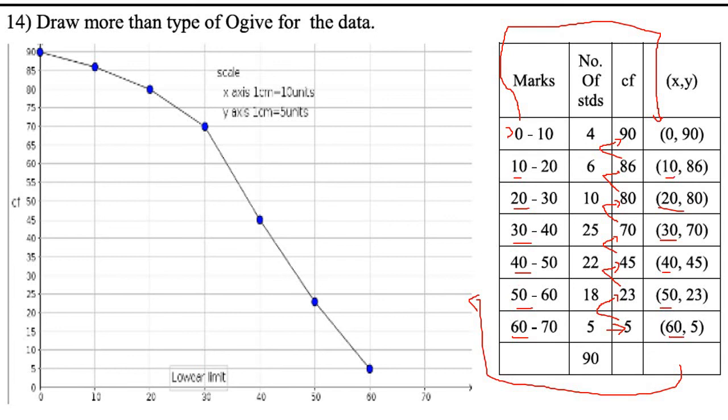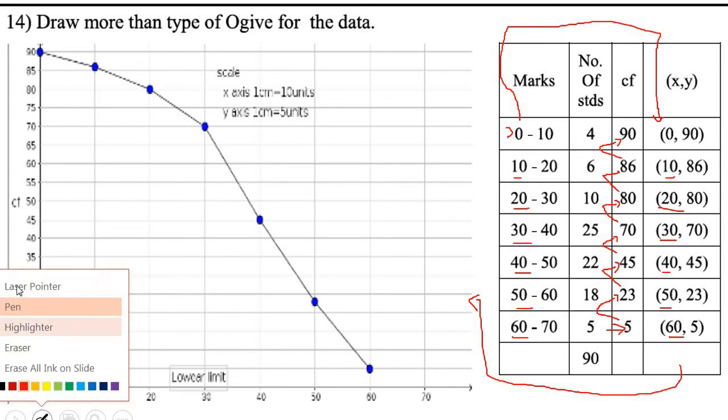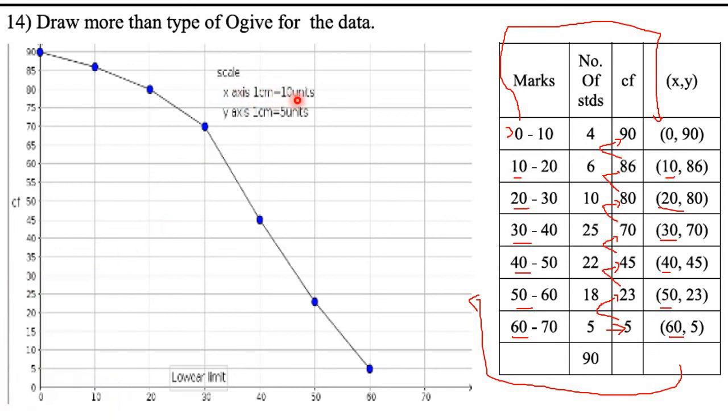Here we have to take, along the x-axis, 1 centimeter is equal to 10 units, and along the y-axis, 1 centimeter is equal to 5 units. So along the x-axis: 10, 20, 30, 40, 50, 60, 70 like this. And along the y-axis: 5, 10, 15, 20, 25 like this up to 90. So the cumulative frequency is taken along the y-axis and the lower limit is taken along the x-axis.